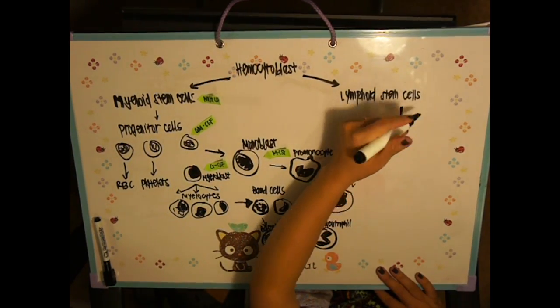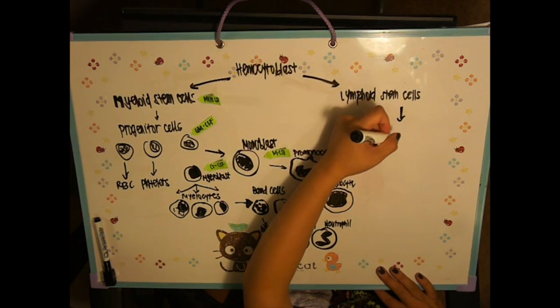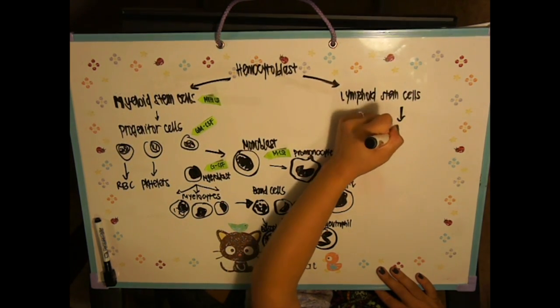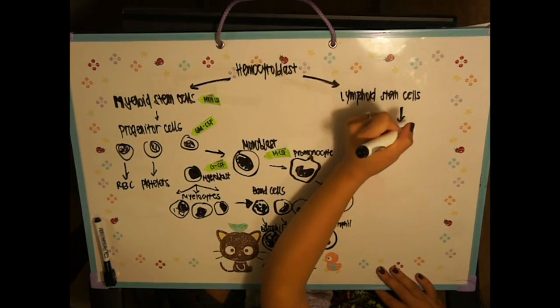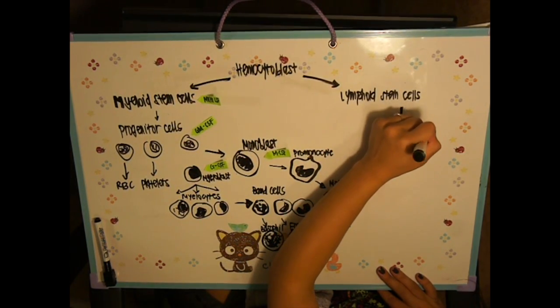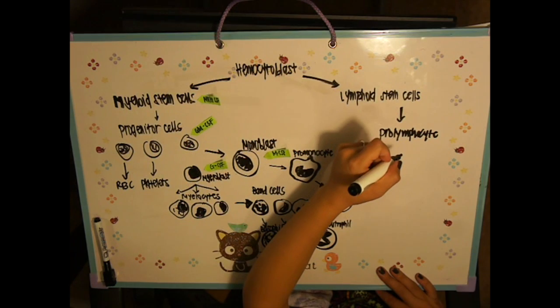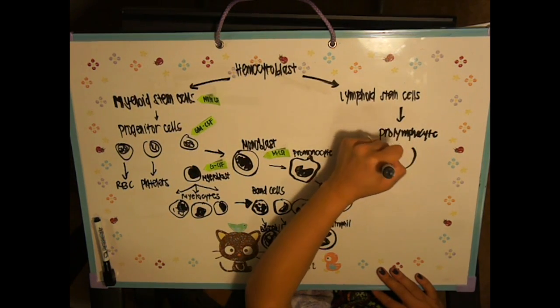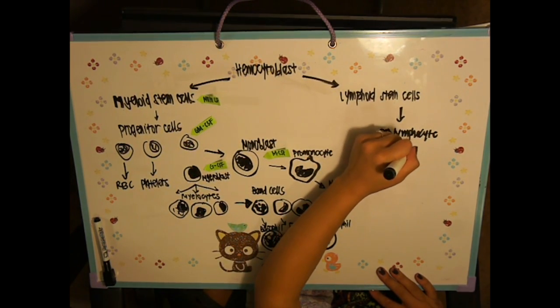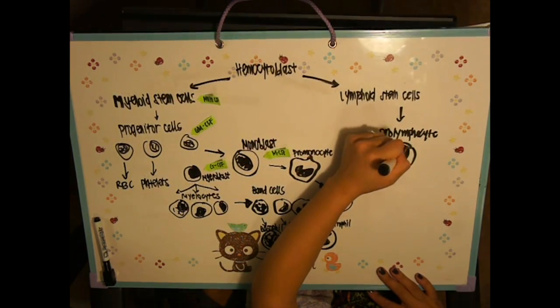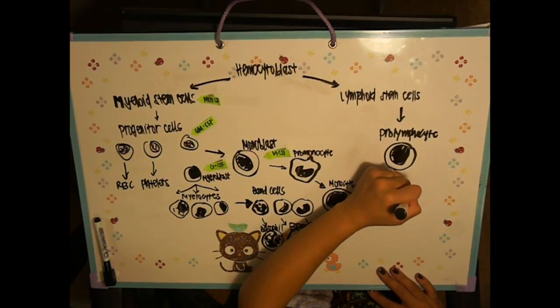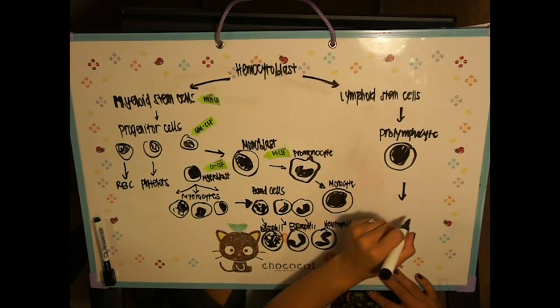Now to the lymphoid stem cells. In my opinion, this is a lot simpler than the myeloid stem cells. The lymphoid stem cells create lymphoblasts, which is an abnormal cell thought to be an immature lymphocyte and is now associated with a type of leukemia. Lymphoblasts turn into prolymphocytes and then into lymphocytes.